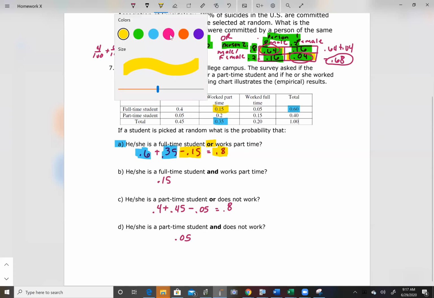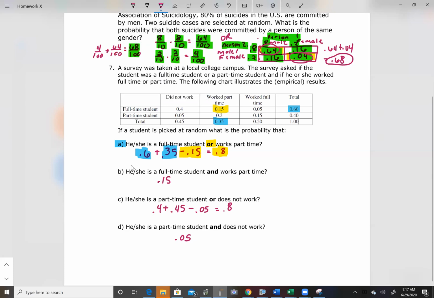Part B says he or she is a full-time student and works part-time. That's easy. That's just going to be this box. Okay, so that 0.15.